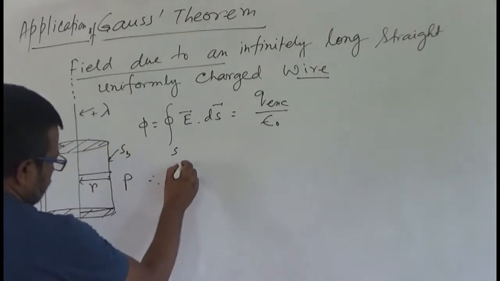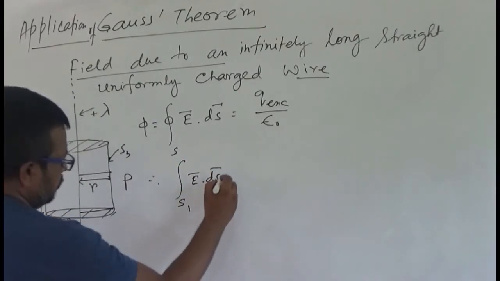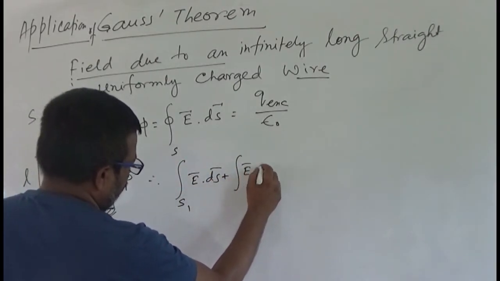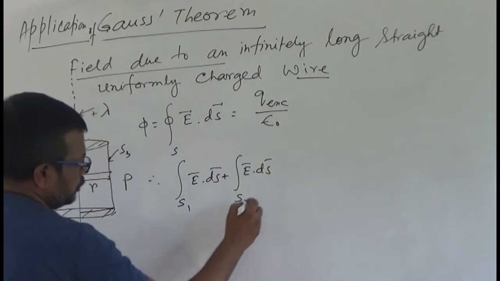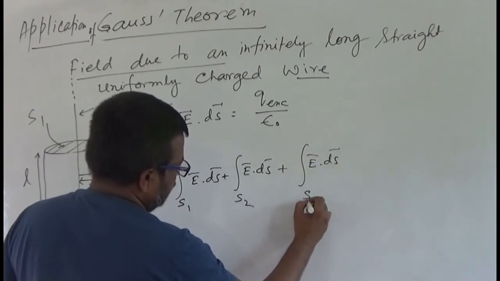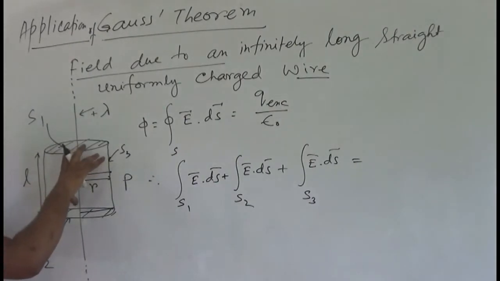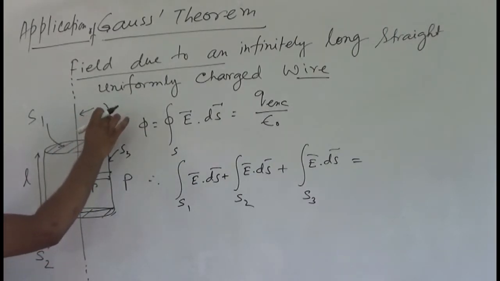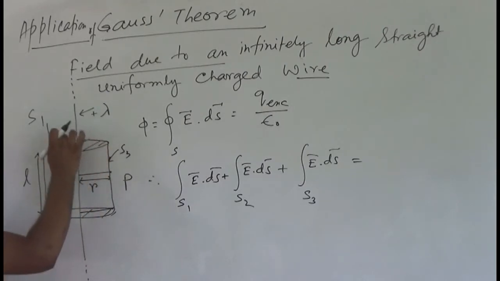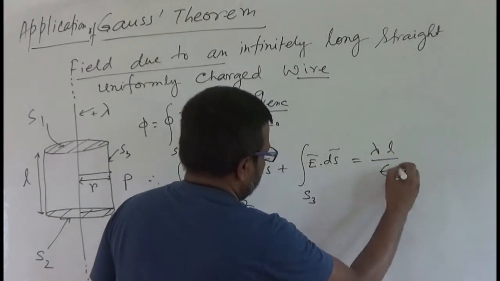Then we can say E dot ds through S1 plus E dot ds through S2 plus E dot ds through S3 will be equal to Q enclosed by epsilon naught. That means the charge enclosed in the surface is, since the length of the wire is L and charge per unit length is lambda, the total charge enclosed in this surface is lambda into L, divided by epsilon naught.